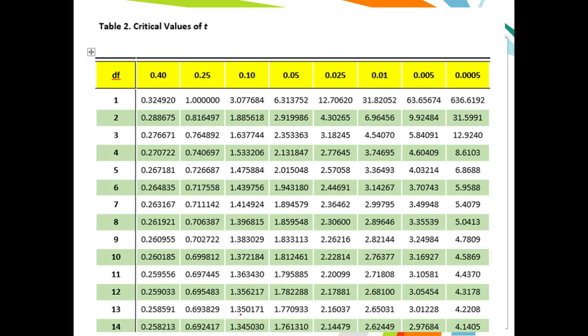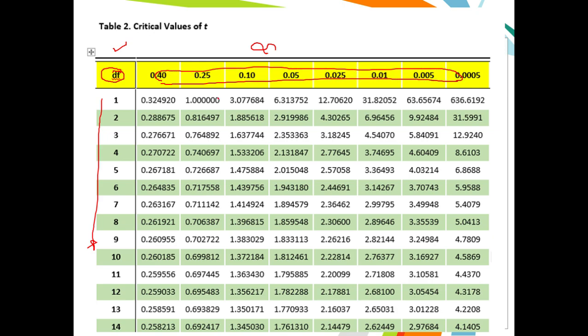Okay, for the t-test, we have a separate table of values dyan. So we have, this is a screenshot ng ating t-test na table. So we have the DF or the degrees of freedom. Okay, so we have the values here. And then yung ating alpha can be found sa ating first row. Okay, so ito yung heading ng ating alpha or mga level of significance. And the levels or mga values are found sa baba.